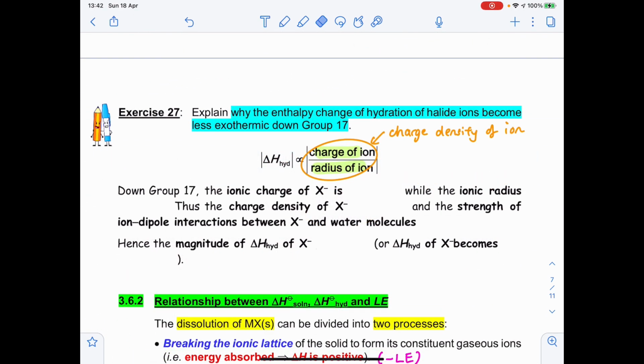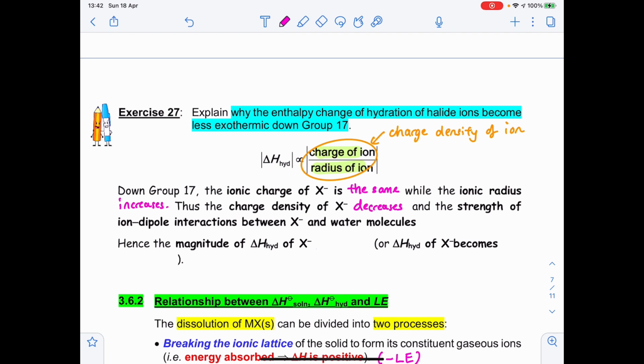Recall, the magnitude of enthalpy change of hydration of an ion depends on the charge density of the ion, which is directly proportional to the charge of the ion and inversely proportional to the ionic radius of the ion. So therefore, going down the group, the ionic charge of the halide ion is the same. Everyone has a charge of -1, while the ionic radius of the ion increases down the group, because as you go down the group, the number of principal quantum shells increases, so the radius will increase. Thus, the charge density of the halide ion decreases down group 17.